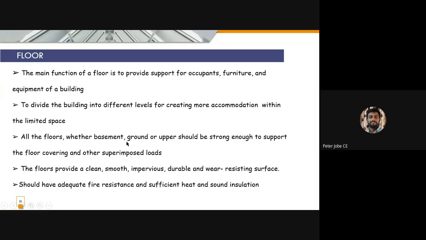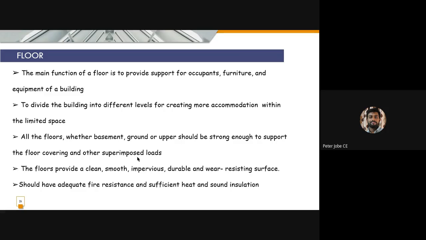Then all the floors, whether basement, ground, or upper, should be strong enough to support the floor covering and other superimposed load. What are the superimposed loads that can come onto the floor? All the loads from the furniture, and if there's some machinery, all those things will come onto the floor. The floors provide a clean, smooth, impervious, durable, and wear-resisting surface. So this is very important. It should be clean, smooth, impervious, durable, and wear-resisting.